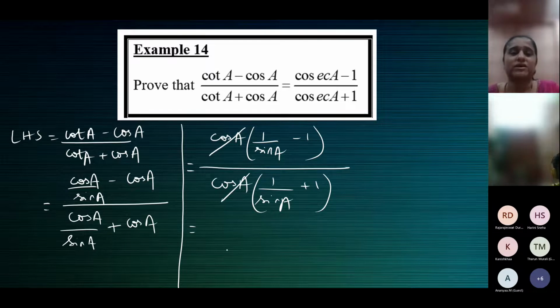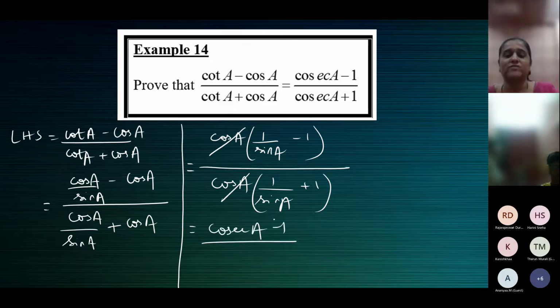So always keep looking at the RHS because we need to start with the LHS and arrive at the RHS to prove the trigonometric identity. So as you work, keep looking at the RHS. 1 by sin A is cosecant A. So directly cosecant A minus 1, divided by, again 1 by sin A is cosecant A, so cosecant A plus 1, finished, is equal to the RHS. Hence proved.